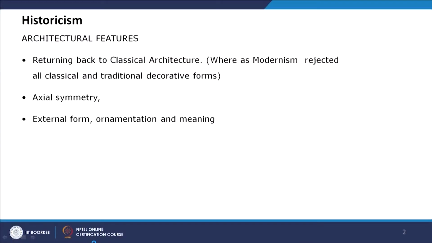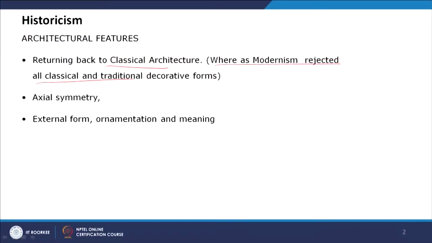So in historicism, we will see the architectural features returning back to classical architecture. Sometimes it's classical architecture, or it can also be Gothic in a few cases, and others which were done before the industrial revolution, from the Renaissance, especially classical architecture. Whereas modernism rejected classical architecture and traditional decorative forms.